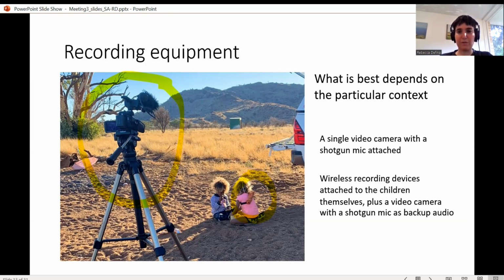This shotgun microphone then provides a backup audio of the general space or people who might not be near those focus children. And if you want, you can have a second video camera, which is more mobile and can be used to get more detail or cover people when they're moving out of the frame. There are different ways you can set that up depending on your context and what you're trying to do.